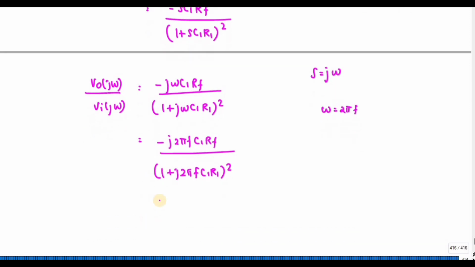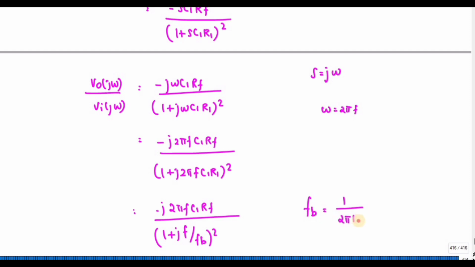This equation I am writing as, instead of 2 pi C1 R1, I am writing it as F by FP the whole square. Sorry, FP is equal to 1 divided by 2 pi R1 C1, or else I can write it as 1 divided by 2 pi RF CF, right? Both are same.